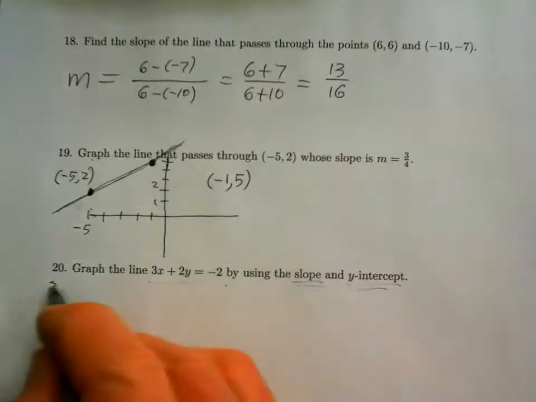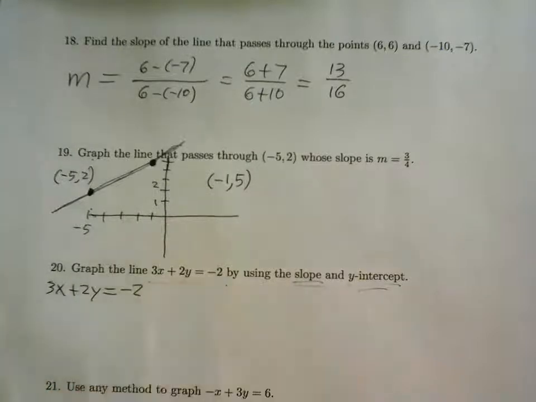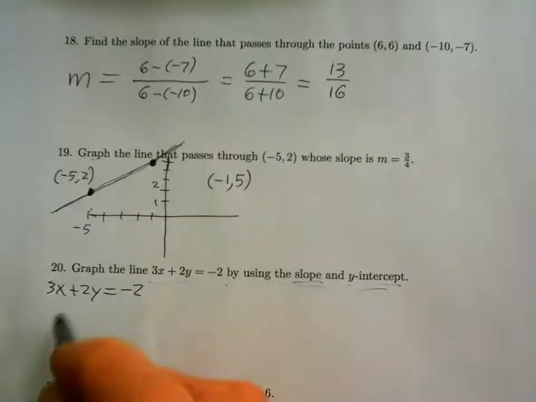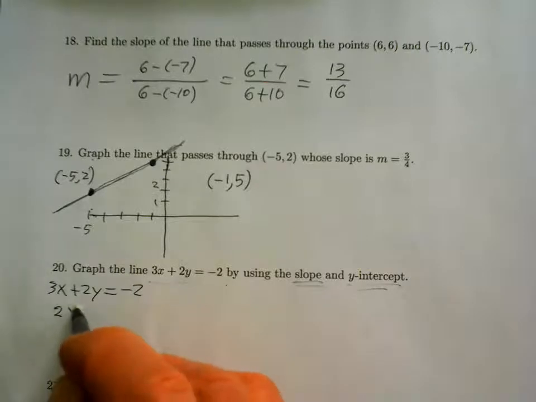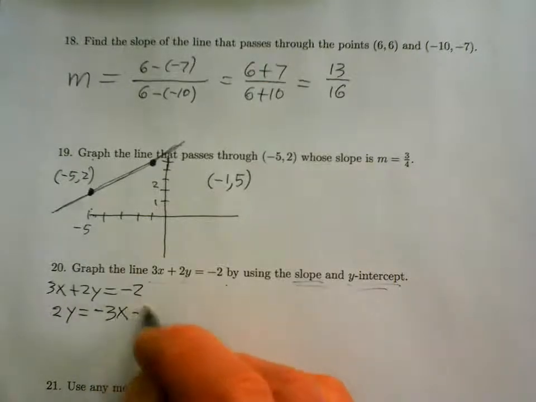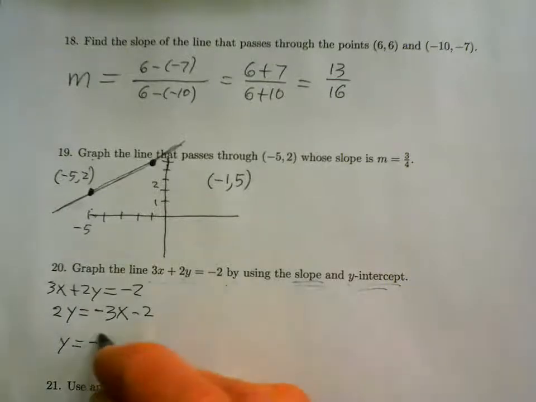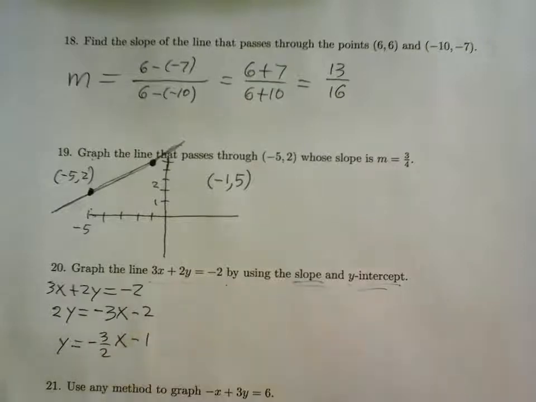So to solve this equation for y, first subtract 3x from both sides. So we get 2y equals negative 3x minus 2. And then divide every term on both sides by 2. We get y equals negative 3 halves times x minus 1.